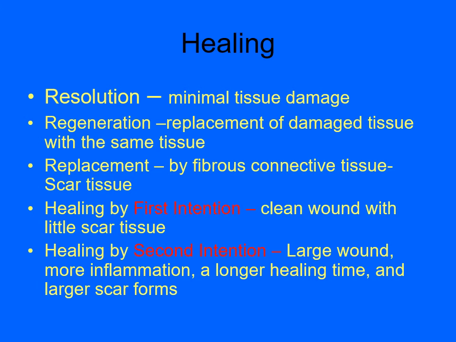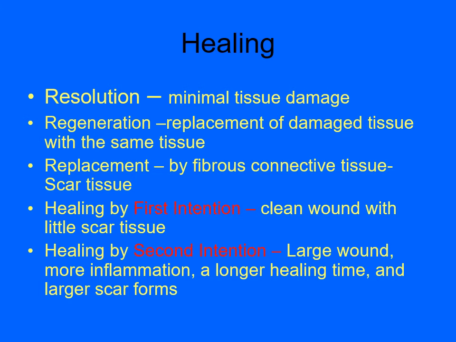Now, healing, we mentioned resolution was where you have minimal tissue damage. Regeneration is where you replace the damaged tissue with the same tissue. And then if you have a very serious injury where it doesn't heal properly, then you have scar tissue, which is fibrous connective tissue. Now, there's two different types of intention. So healing by first intention is a clean wound with little scar tissue. Healing by second intention, the wound is a lot larger, there's more inflammation, it takes a longer time, and a larger scar forms.